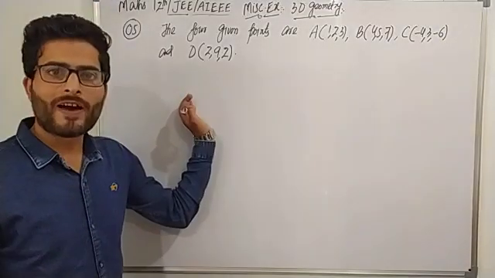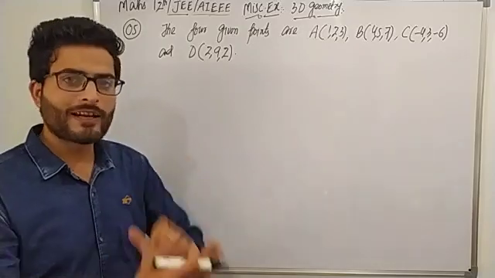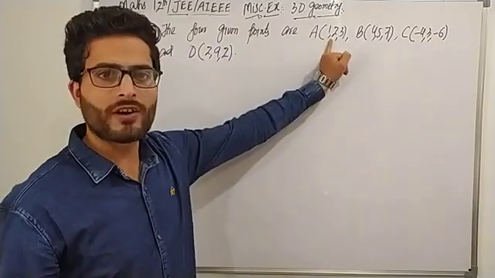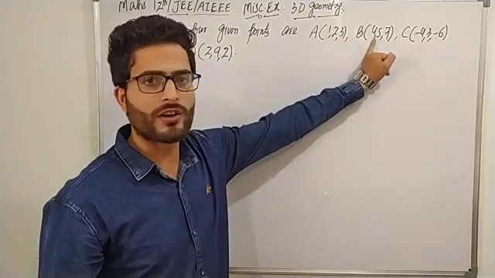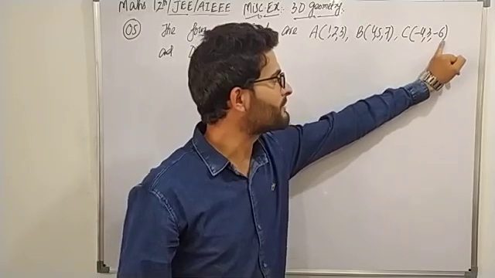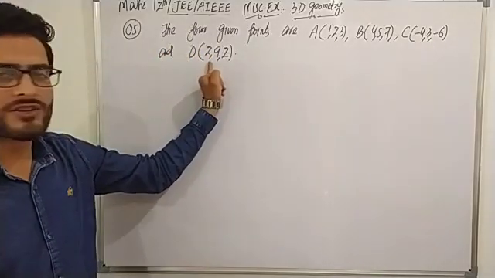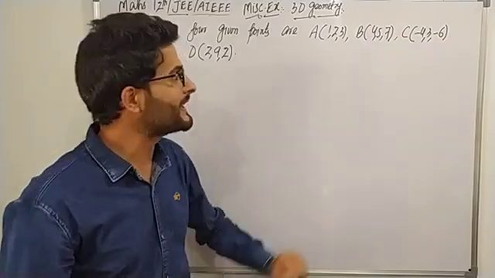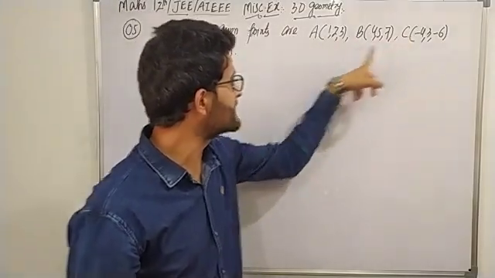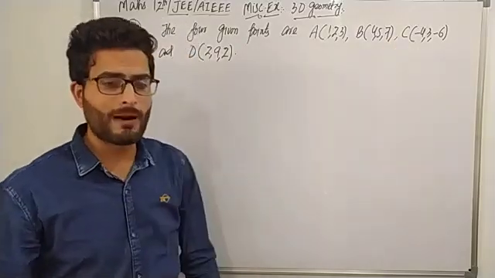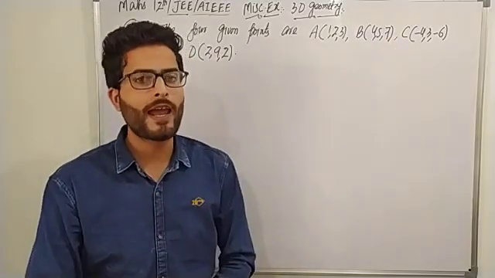Now we are on question number 5 of the miscellaneous exercise, and in that question we have 4 given points. A with its coordinates 1, 2, 3, B with its coordinates 4, 5, 7, C with its coordinates minus 4, 3, minus 6, D with its coordinates 2, 9 and 2. Then we have to find the angle between lines AB and CD. तो AB line और CD line जो बनेगी, हमें इन दो लाइन्स के बीच में एंगल चाहिए.